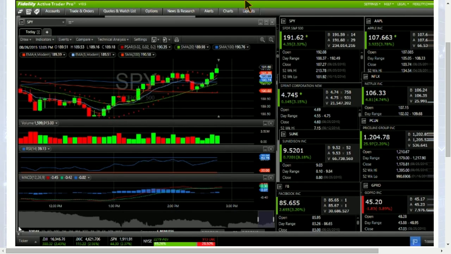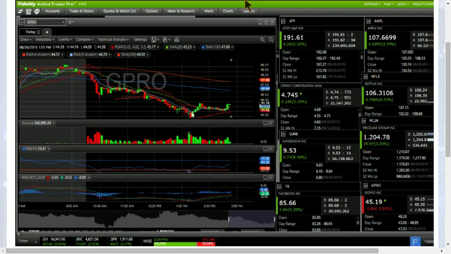GoPro. GoPro needs to break 45.33 to see a higher high. Got to 45.30 and couldn't do it, so we'll see if it's able to get over that level. Long way to go for GoPro compared to other stocks.